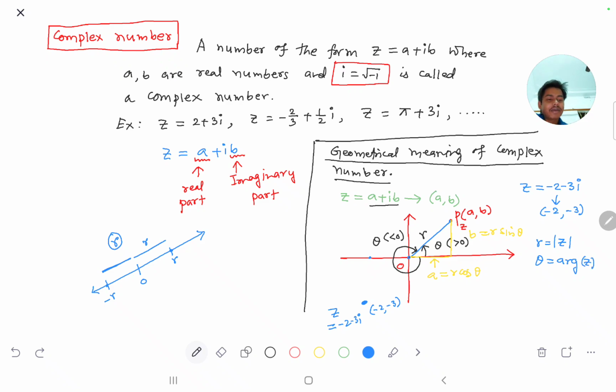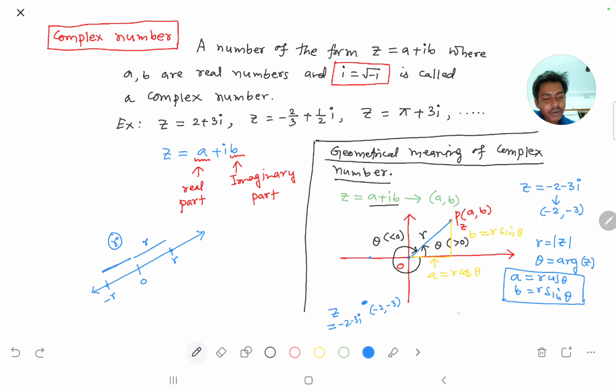So how do we calculate? Basically we have a relation: we can see here that a equals r cosine theta and b equals r sine theta. So this is the relation from where we can calculate. When a and b are provided to us, then we have to calculate r and theta.